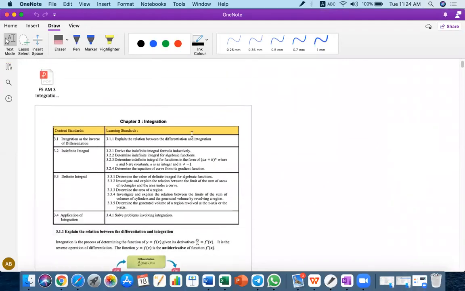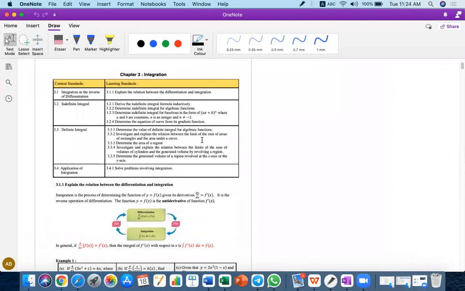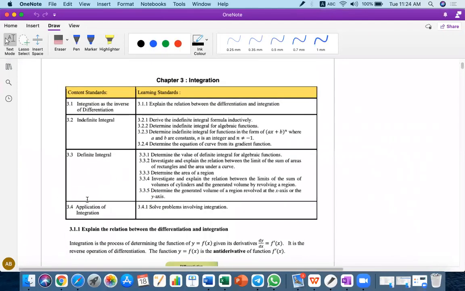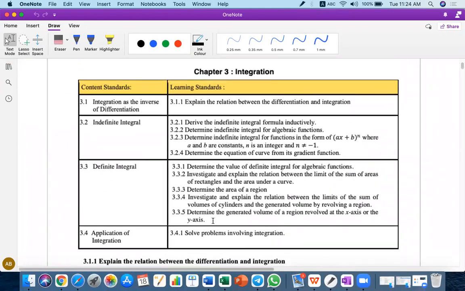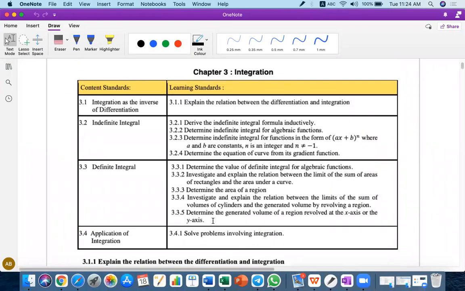Then we're going to learn integration. Before that, we'll briefly go through the content standard and learning standard that you're going to cover. We're going to cover 3.1, and if possible 3.2.